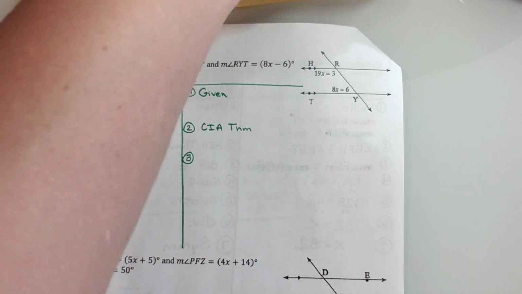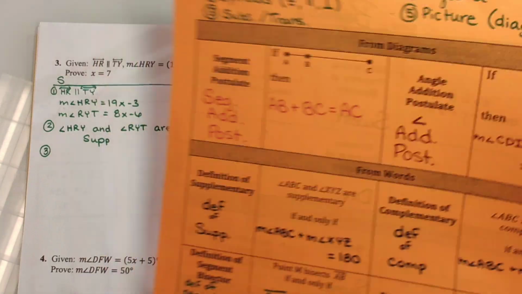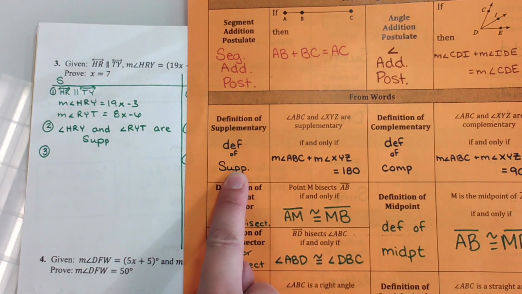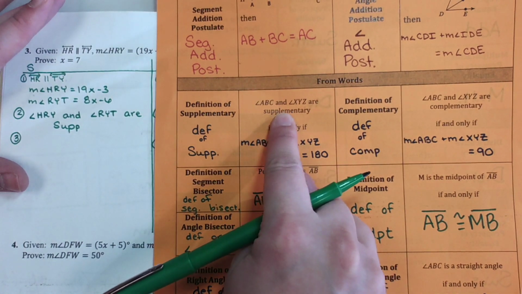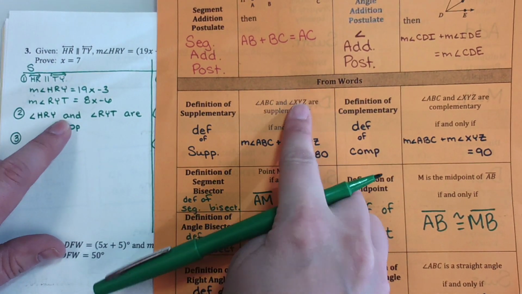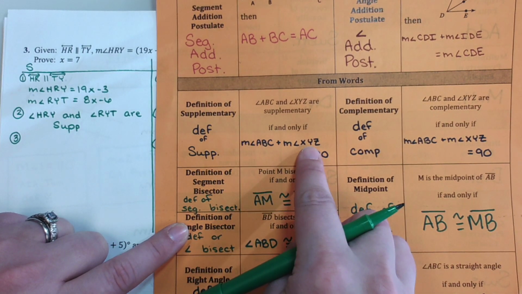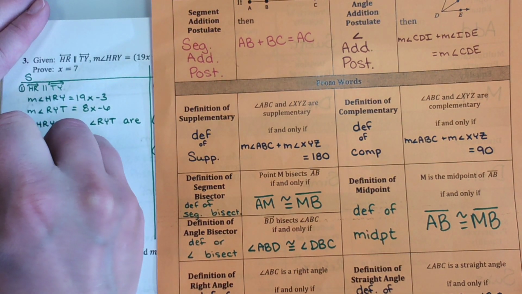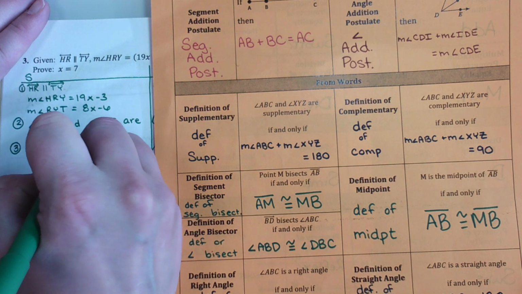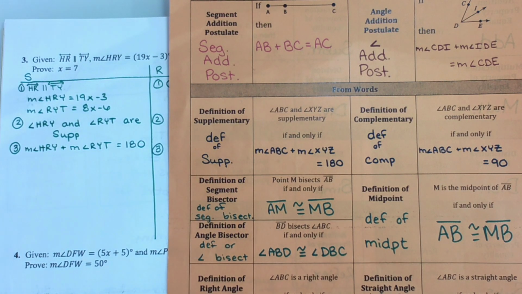If I see a word, I look for it on the postulate sheets. Which postulate sheet's going to have the word supplementary on it? The orange one. Has it right here. Definition of supplementary. If I see that 2 angles are supplementary, that's what I got right here, then I can write the measure of those angles added together equals 180 by name. Measure angle HRY plus measure angle RYT equals 180. Have to do it by name.